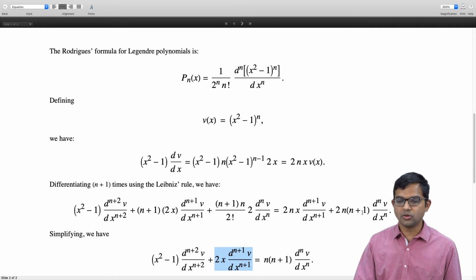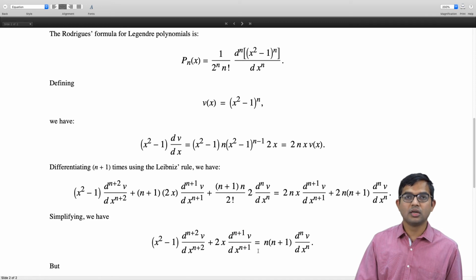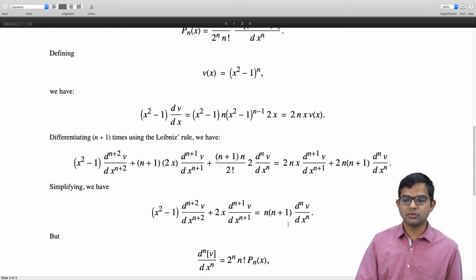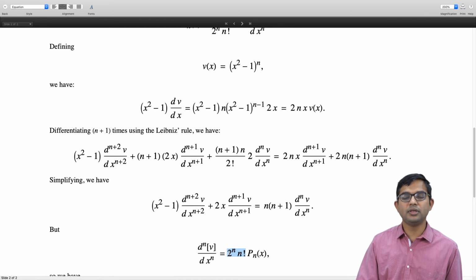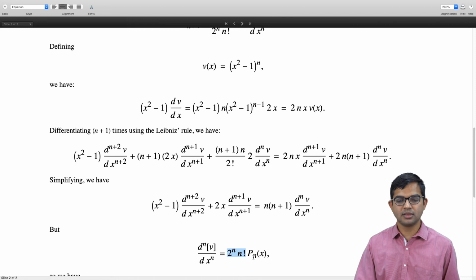So 2n into n plus 1 minus, so this 2 has also been cancelled here, so minus n into n plus 1, so it's just n times n plus 1 times the nth derivative of v on the right hand side. Now, we recall, what is v? V of x is after all x squared minus 1 the whole power n. If you take the nth derivative of v, it's really nothing but the Legendre polynomial itself, except that there is this extra factor. So let's rewrite the nth derivative of v as 2 to the n times n factorial times Pn of x, and then plug this back in.